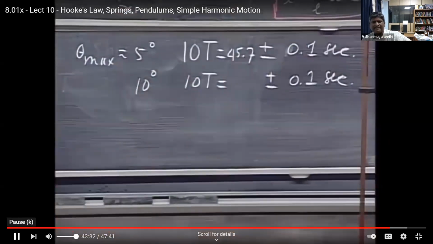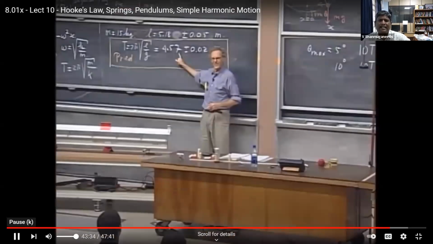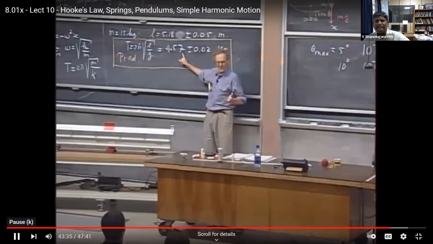What was my prediction? Mathematically, for a single motion he got 4.57. Okay, for the single motion he got 4.57 mathematically. So here, exactly, he got 45.7 for ten. Okay, let us see further.